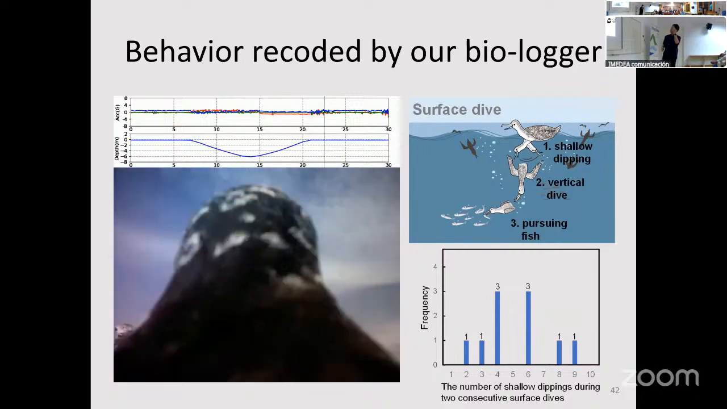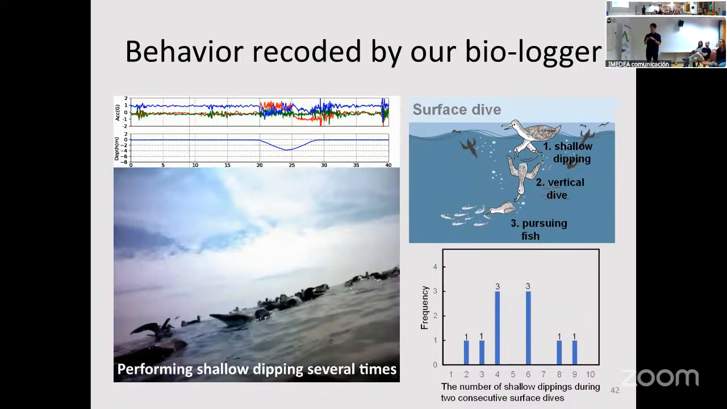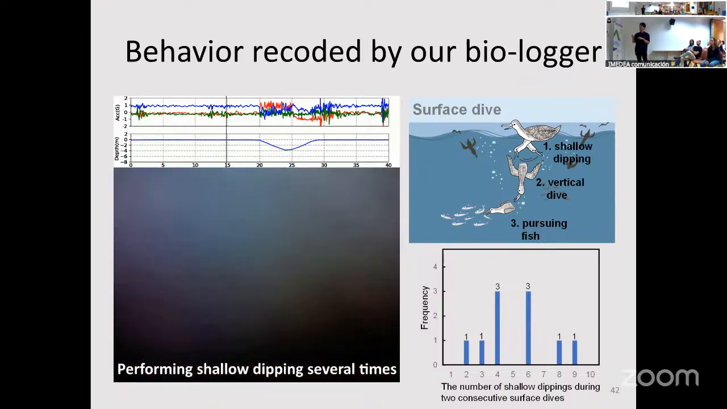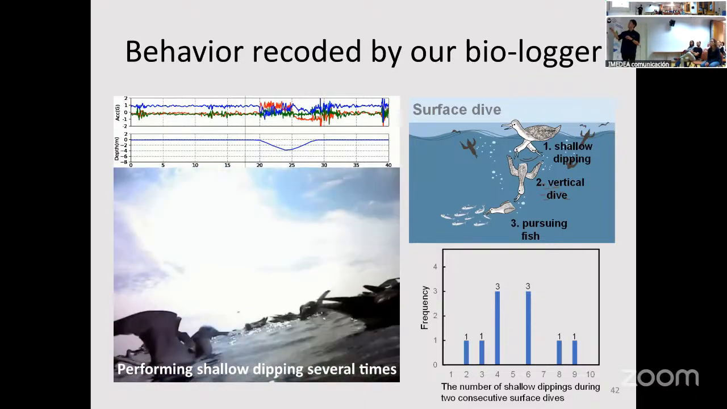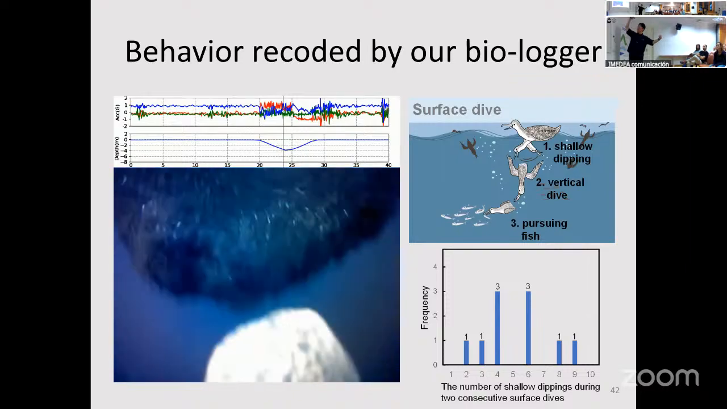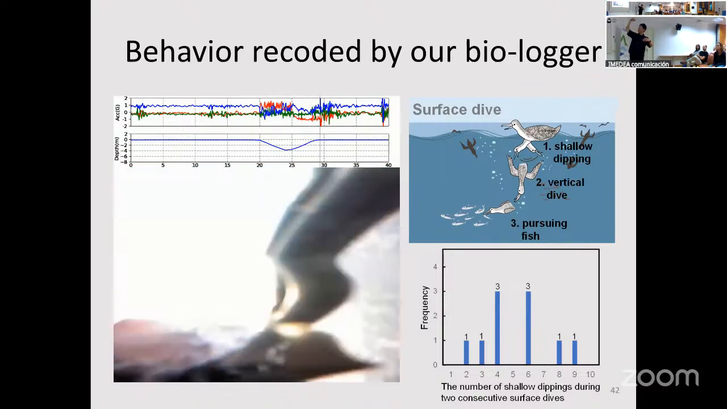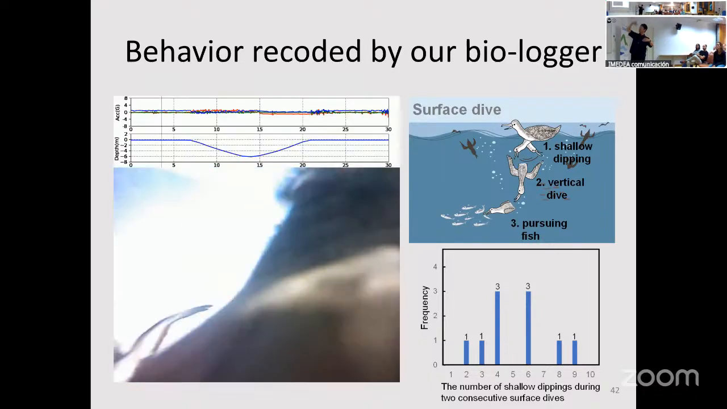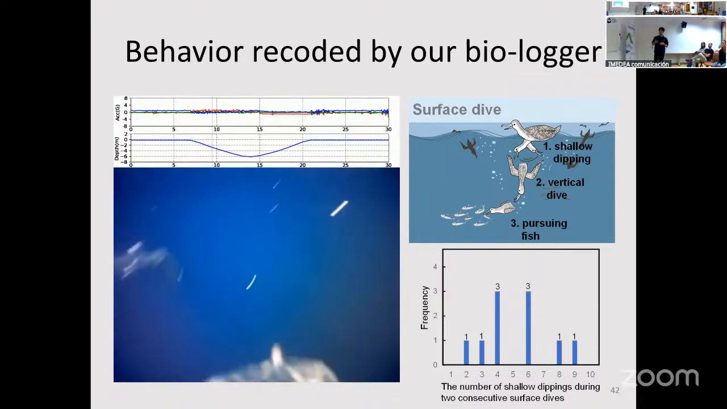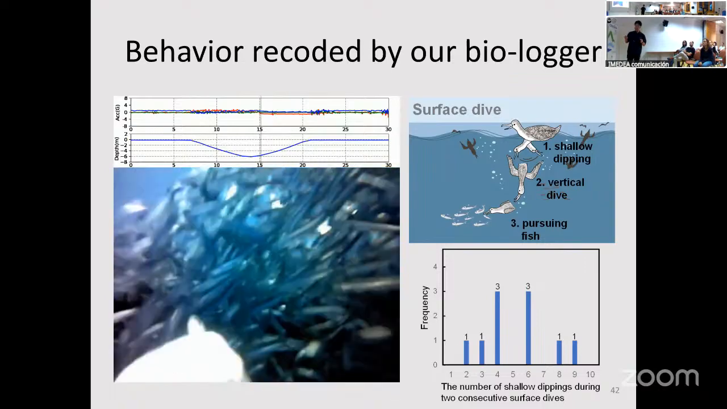And so we consider that this is an energy saving strategy for foraging. First, they perform dipping behavior to confirm if the fish is close to the bird or approaching the bird. And then, if so, they dive vertically, in order to save the energy related to foraging.